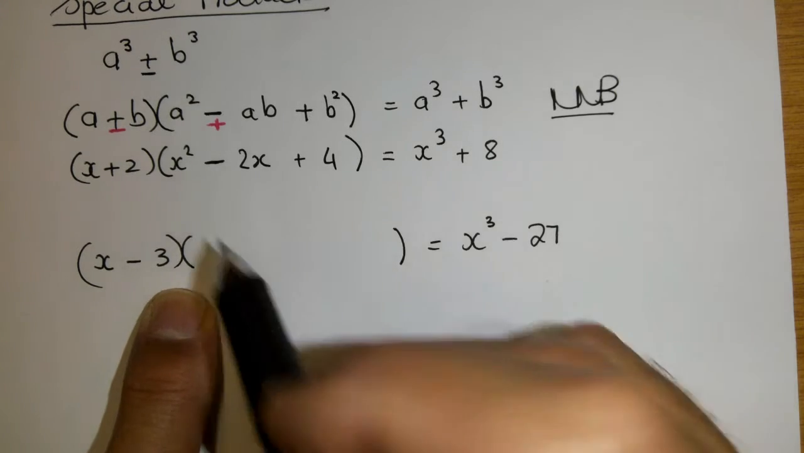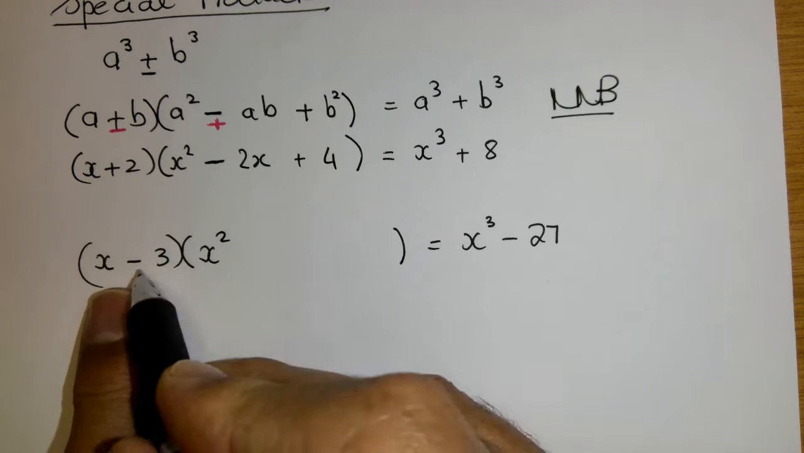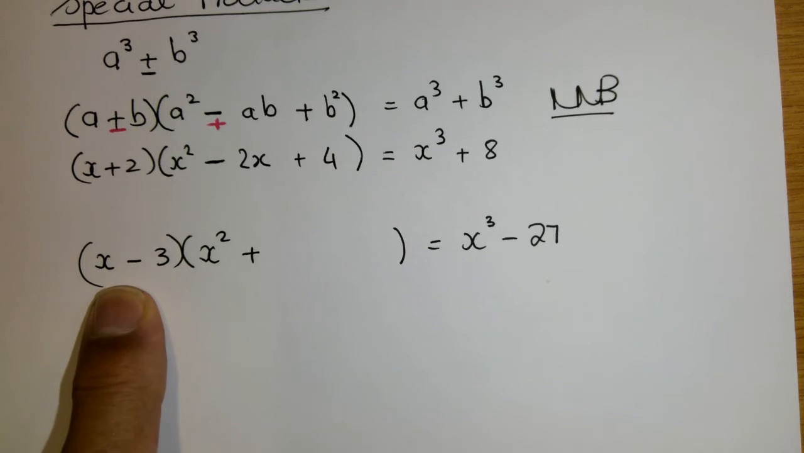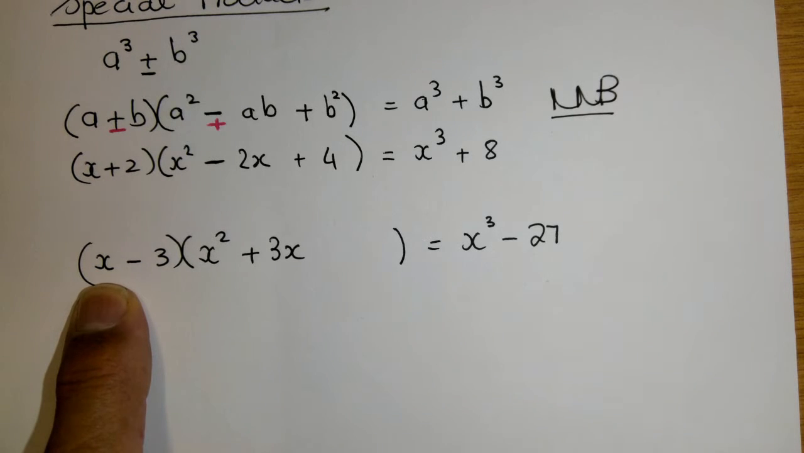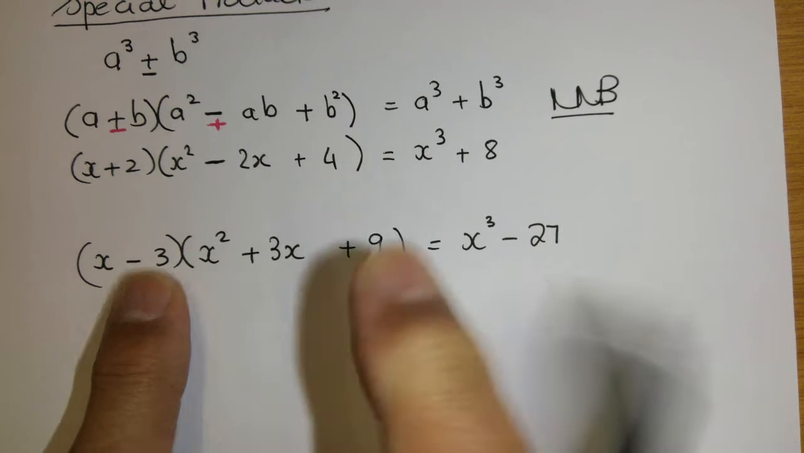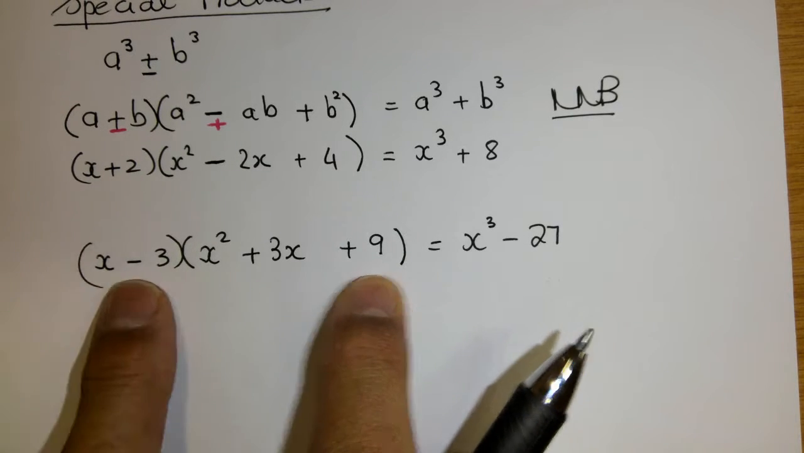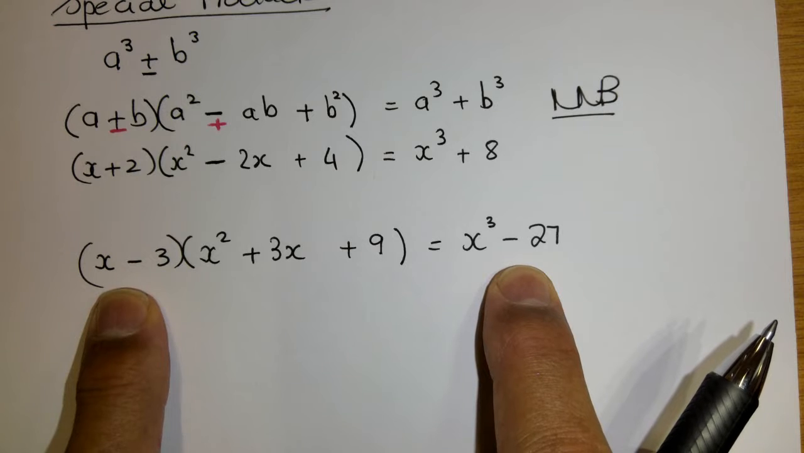Let's see. Must be the first term squared, so there has to be an x squared. There's a minus, so this has to be a plus 3 times x, which is 3x. Okay, not times by 2. I'm not squaring a binomial here. Okay, and then the last term squared. So that's what must have been in this bracket for this product to be as simple as that.